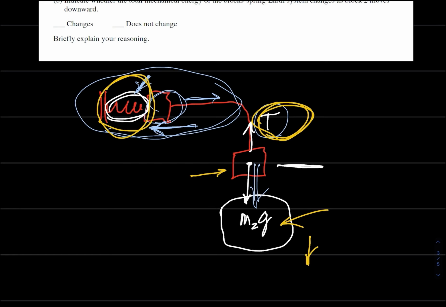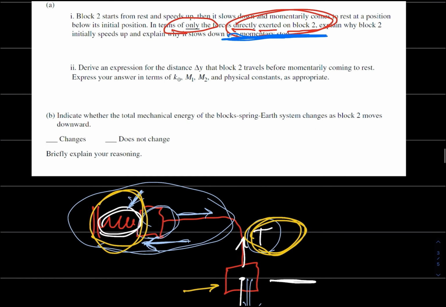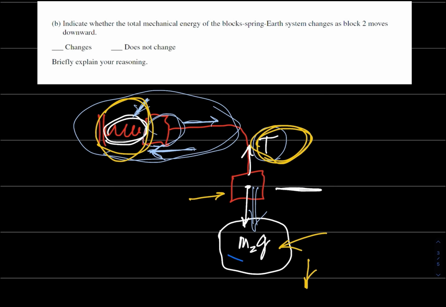Now, if you knew no physics and you just watched that happen, you would say, duh, but they just want you to explain it. They also said, in terms of the force directly exerted on block number 2. So they want you to talk about gravity. What's attached to block number 2? Those are the forces directly exerted on block number 2: gravity and the tension in the string. Those are the two forces, and you have described what happened.